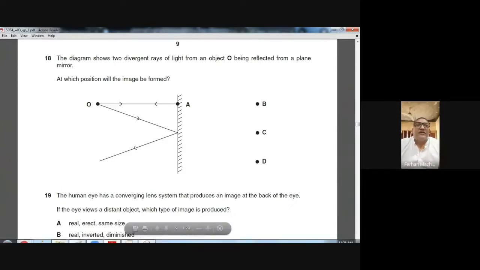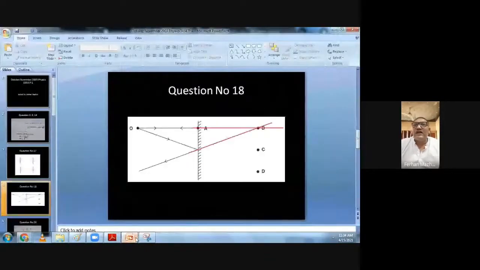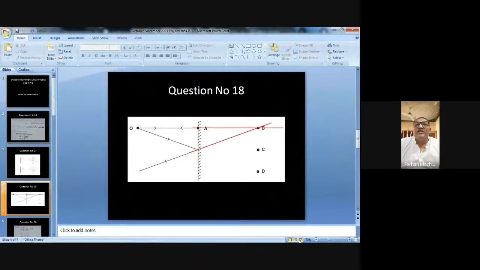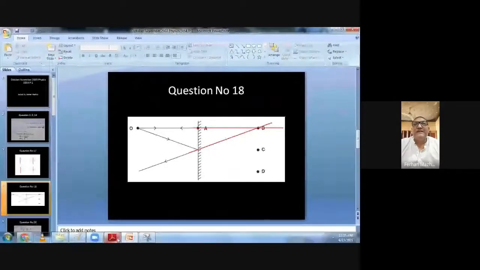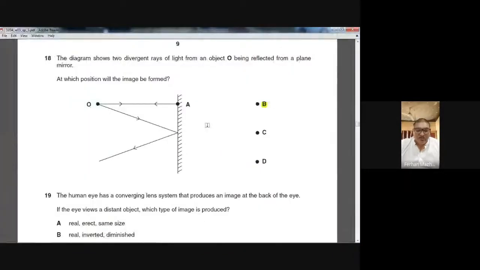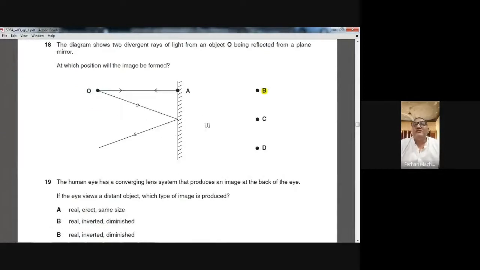So let me show you my work. I've done this on a paper also. Let me show you that. And here we go. You see, if I prolong this ray behind the mirror, you can see I have prolonged it behind the mirror with the red ray, and this reflected ray I have prolonged it behind the mirror with the red ray. Where these 2 will intersect behind the mirror, there the image will be formed. So it means that the image of this object O will be formed on the location B. So this is the option. Question number 18, B is the right option.